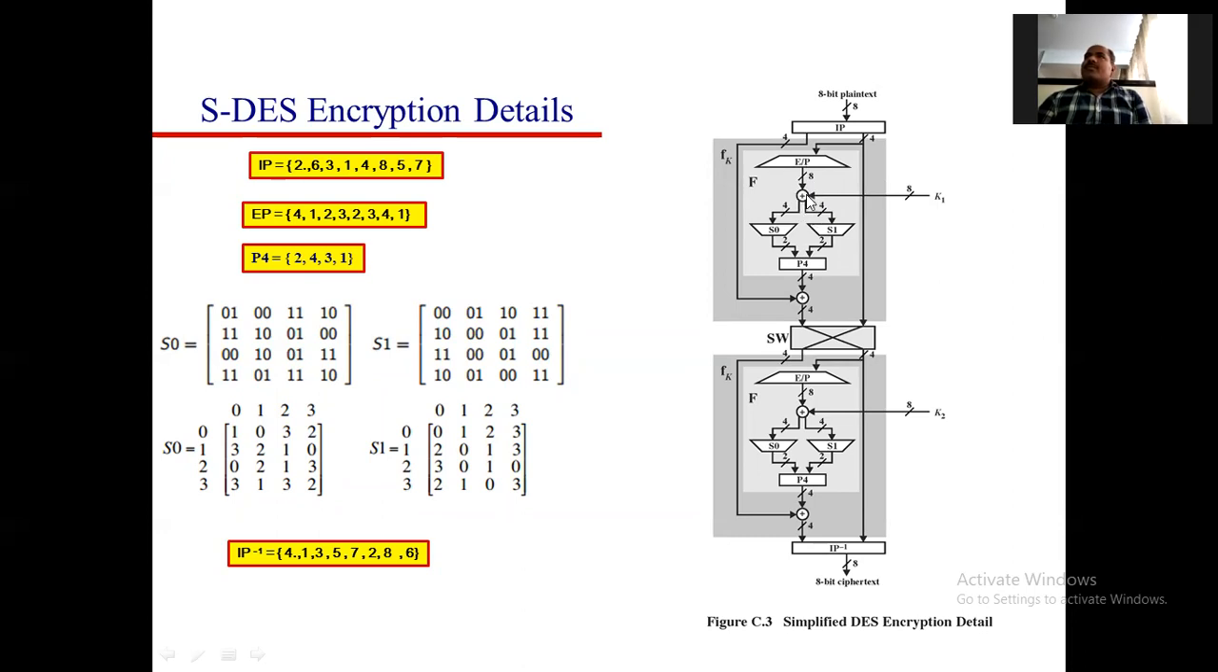You are going to find the plus operation here. That plus operation is called the XOR operation. After the XOR operation, again we are going to divide the result into two equal parts: the first is 4 bits, and the remaining is again 4 bits. Next we are going to consider S0 and S1, which are nothing but the S-boxes.